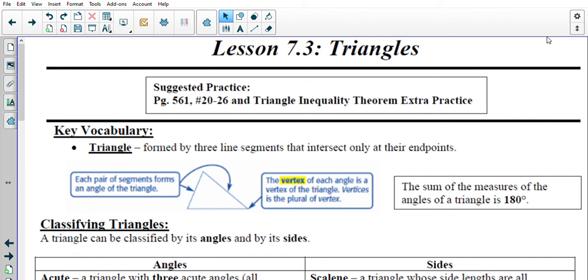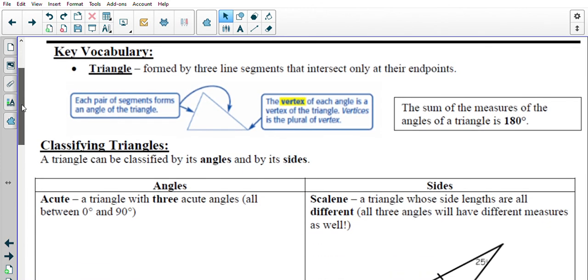Today's video comes from the lesson 7.3 guided notes on triangles. I'm going to start with just some key vocabulary related to triangles, which are formed by three line segments that intersect only at their endpoints. So every triangle is formed by segments that form three different angles, and the vertex of each angle is a vertex of the triangle. Vertices, by the way, is the plural of vertex. So every triangle has three sides, but it also has three vertices as well.